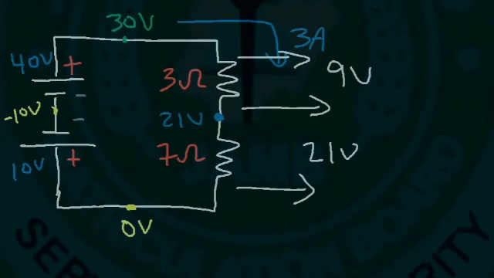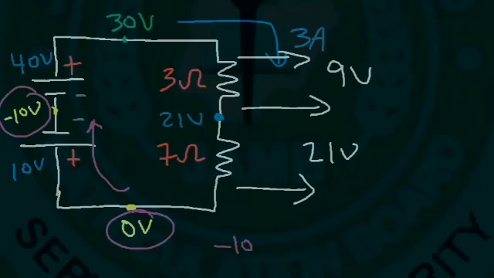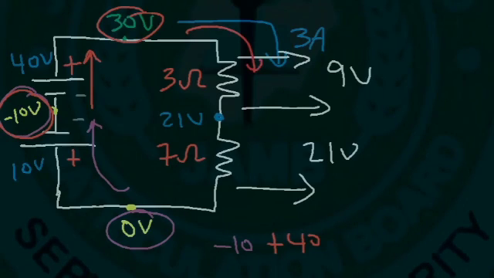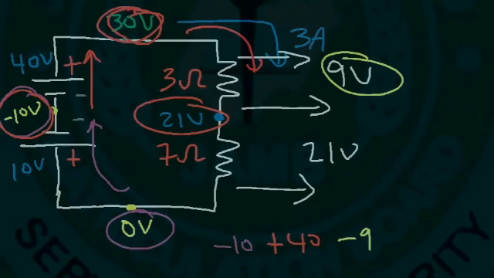So if we travel around the circuit, going this way, the voltage decreased from 0 to negative 10. Going further, it increases from negative 10 to 30, so it goes up by 40. And then going this way, it decreases from 30 to 9. So we have, not 30 to 9, I take that back, 30 to 21. So we have a voltage drop of 9. So that's negative 9. And then from 21, it decreases to 0. So we have a voltage drop of negative 21.